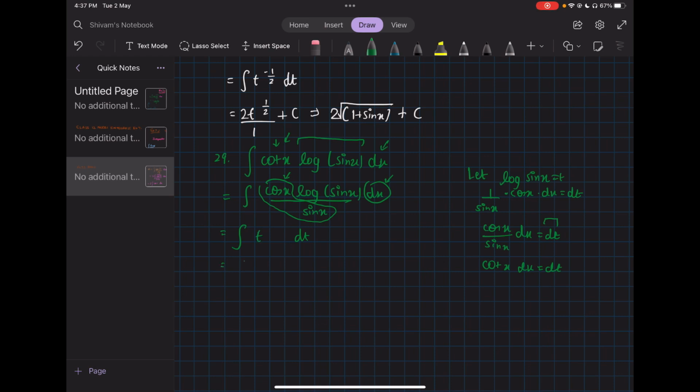Now we're going to use the power rule. That's t squared over 2 plus c, because we increase the power by 1 and divide by the new power. And this becomes log squared of sine x over 2 plus a c. Right, and that is the answer.